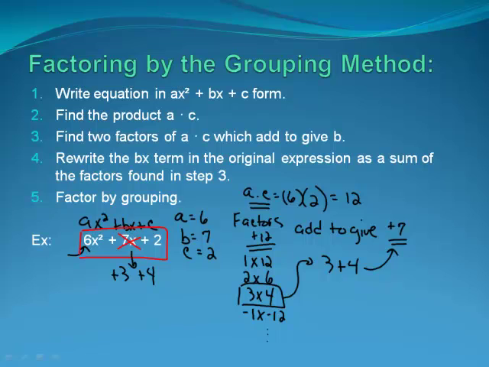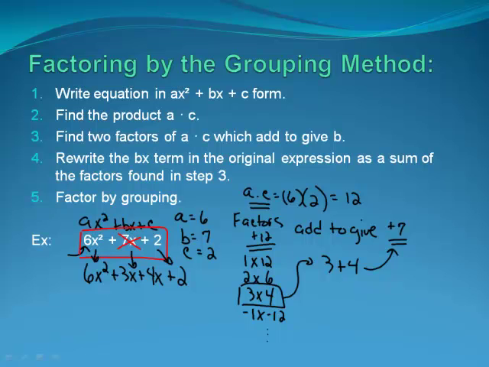But notice that it's not just a plus 7 for that middle term, it's a plus 7x. So in addition to using those factors, you have to attach an x to those because we want the problem to be the same problem, just written a different way. And you would agree with me that 3x plus 4x is the same as 7x if you combine like terms. The first term in the trinomial does not change, and the last term in the trinomial does not change.